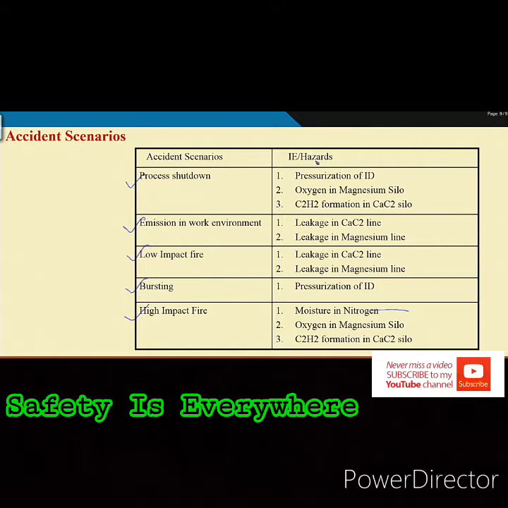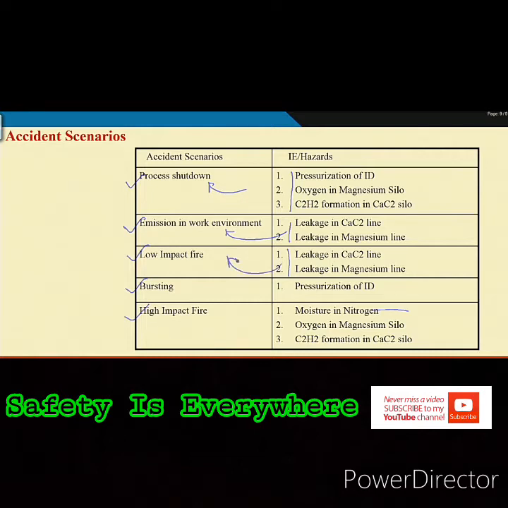From the initiating event point of view, these three lead to process shutdown. These two hazards or initiating mechanisms lead to emission. These two, low impact fire. This one leads to bursting. These three hazards lead to high impact fire. So, moisture in nitrogen gas line leads to high impact fire.